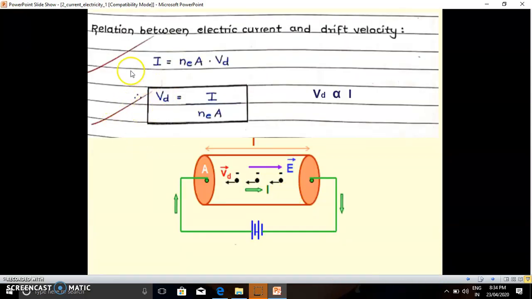And at last we have seen the relation between drift velocity and electric current. Again, it is very clear that if you want more drift velocity, we have to increase the current, because current is directly proportional to drift velocity. And at last we have seen why the electric field inside the conductor is zero, because the applied electric field and the electric field produced by the drift velocity cancel each other. That's why it is zero.